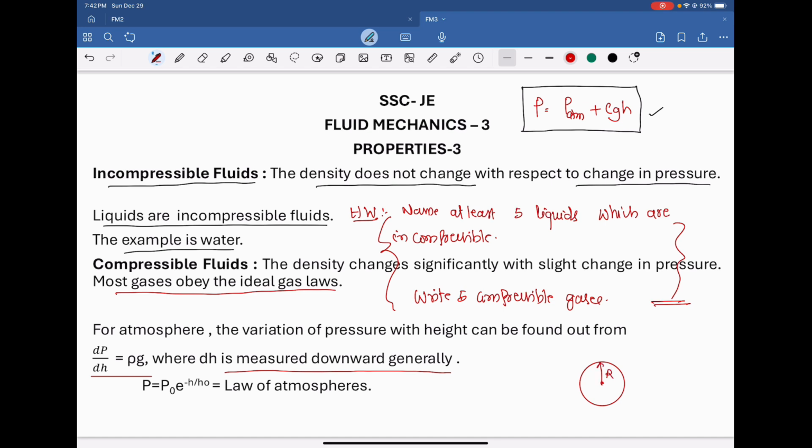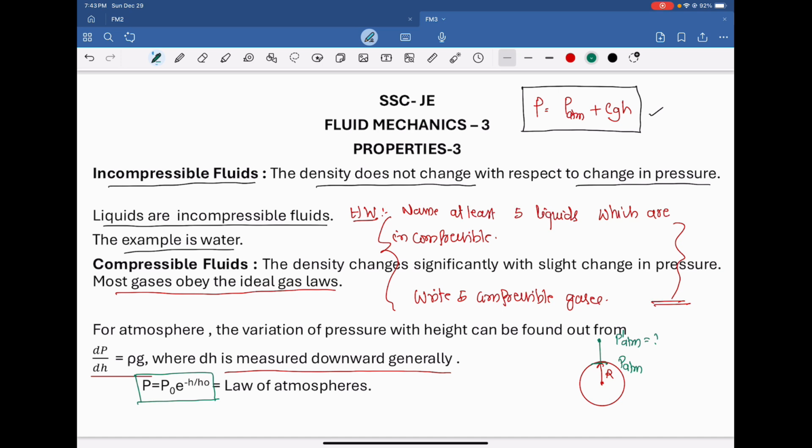Compressible fluids, the density changes significantly with slight change in pressure. Most gases obey the ideal gas law, which I have told you. For atmosphere, the variation of pressure with the height can be found out from dP by dH is equal to rho G, where dH is measured downward generally. If it is plus, it is measured downward.